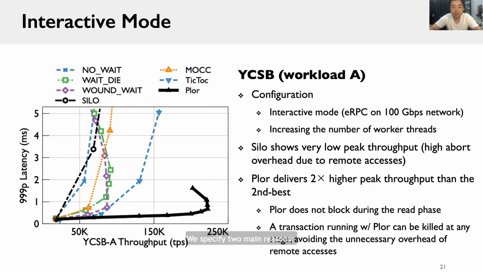We identify two main reasons. First, Plor does not need to block during the read phase. And second, a running transaction can be killed at any stage, so the unnecessary overhead of remote accesses can be largely avoided by aborted transactions.